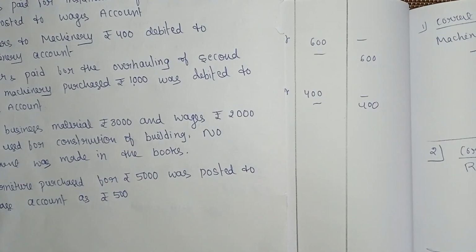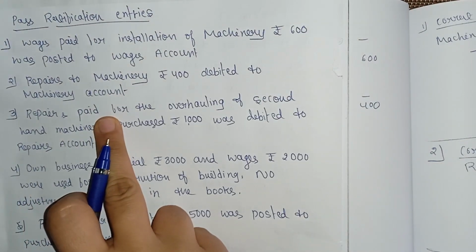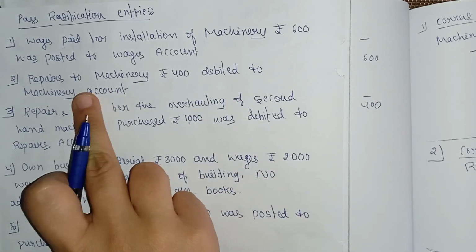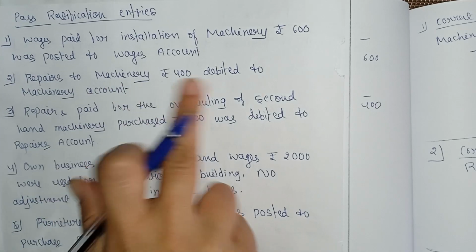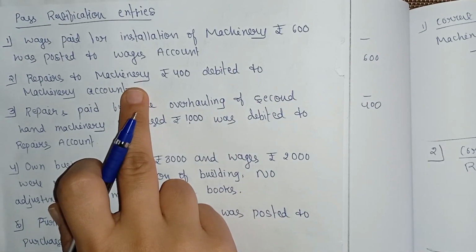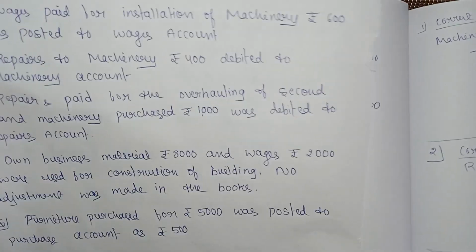Now what is the narration? Being repairs paid wrongly debited to machinery account, now rectified. Okay, this is the narration. Now let's see the third transaction.